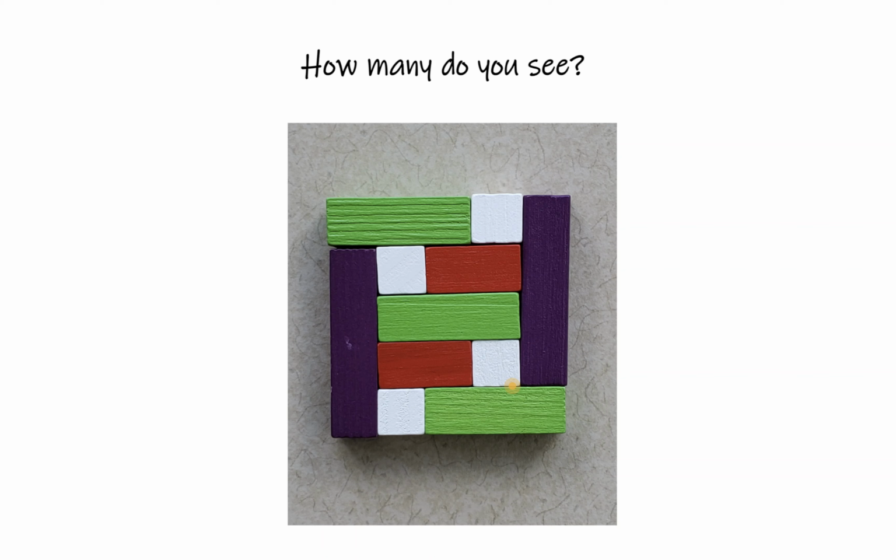First, students might see these rods as simply individual objects and attempt to count them. They might count them individually, 1, 2, 3, 4, 5, 6, 7, 8, 9, 10, 11. Or they might count them in groups, 2 reds, 2 purples, 4 whites, 3 greens.